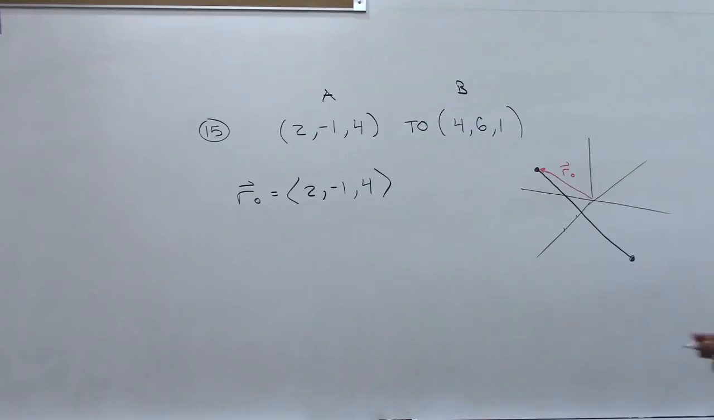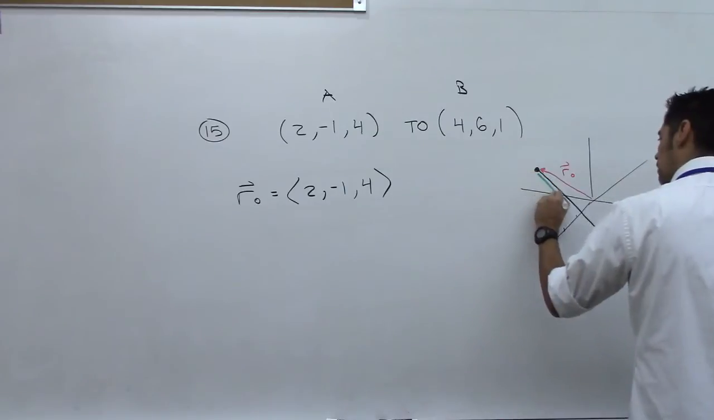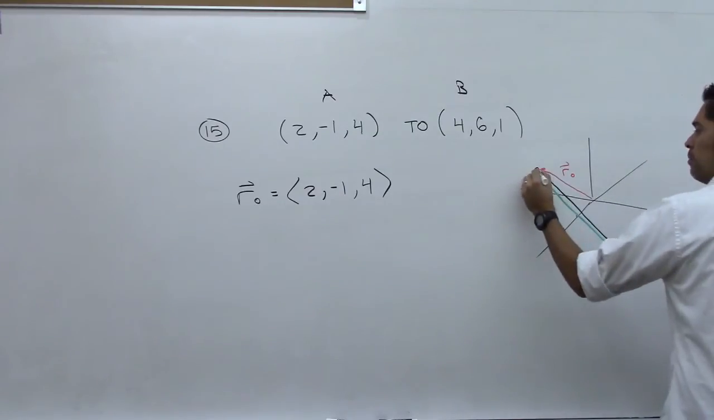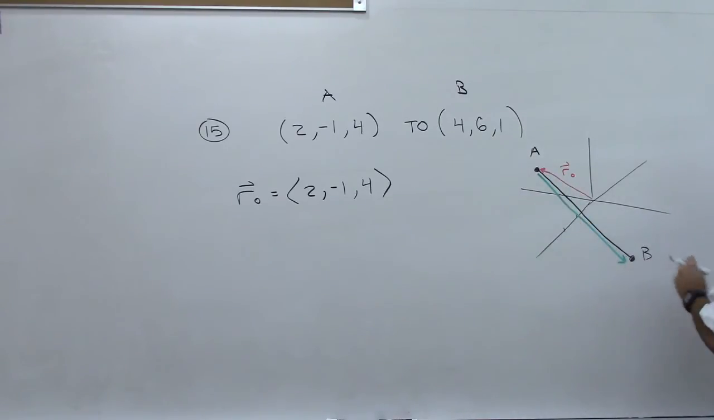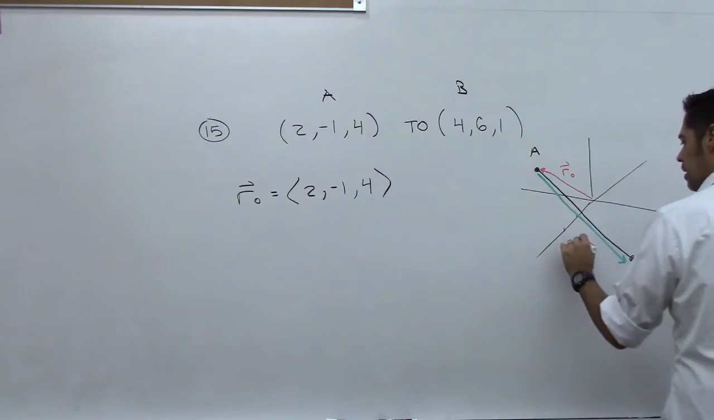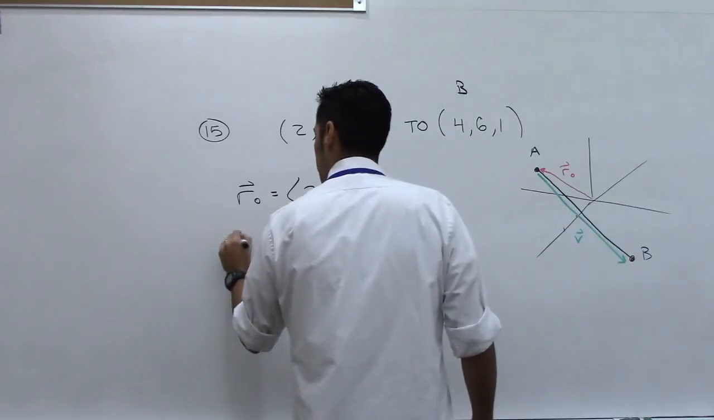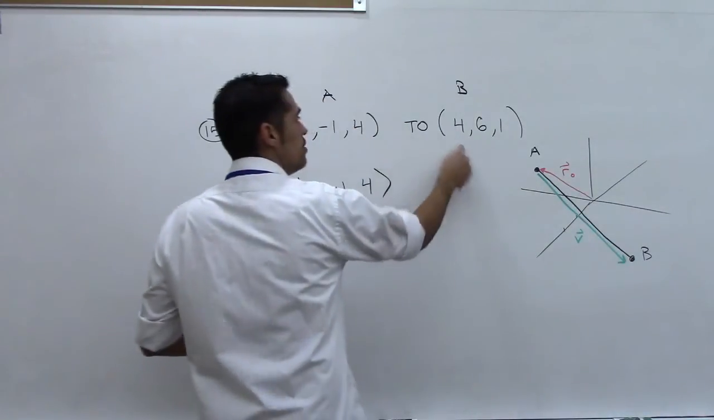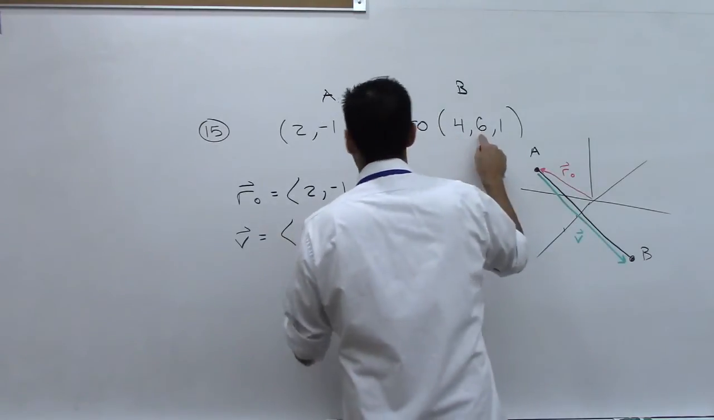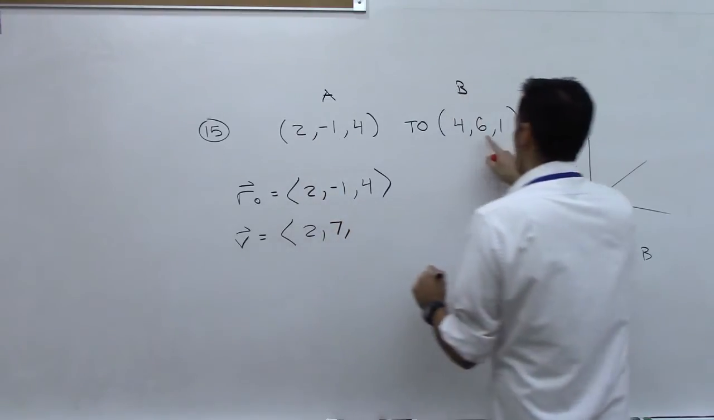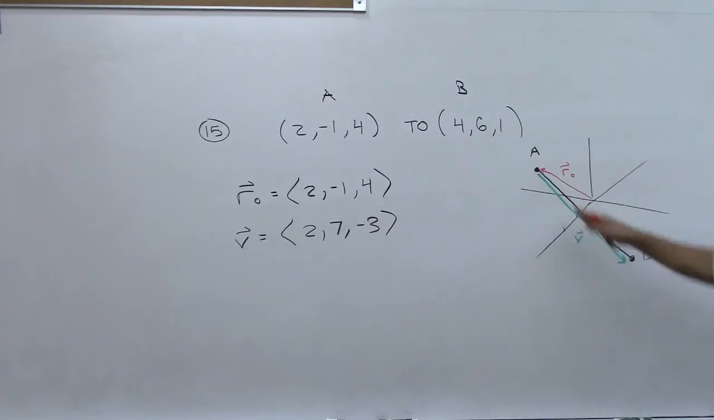And now what I need is a direction vector. The direction vector I use is the vector that connects point A to point B. This is point A. This is point B. That vector is going to be my direction vector V. So V is the vector connecting these two points, this point to this point. So I'm going to go 4, take away 2, that's 2. I'm going to go 6, take away -1, that's 7. And I'm going to go 1, take away 4, that's -3. So that's my direction vector V.